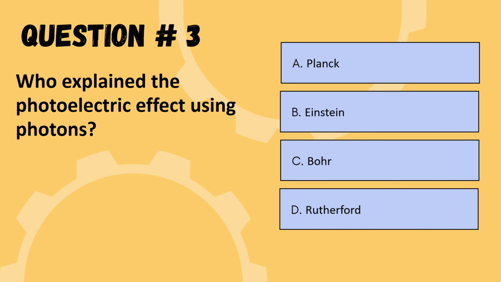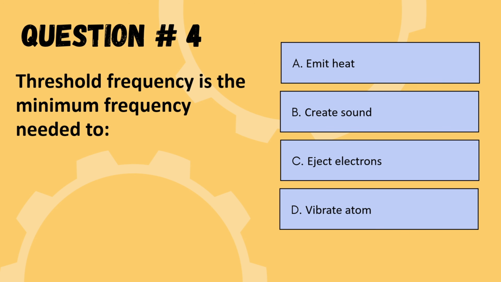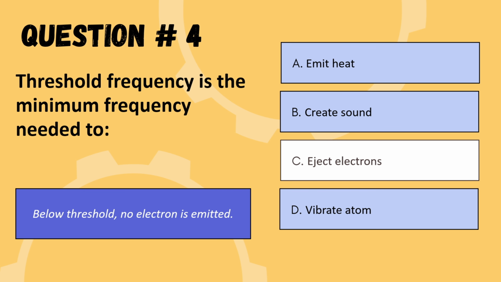Next question is, who explained the photoelectric effect using photons? Options are Planck, Einstein, Bohr or Rutherford. So the correct option is option B, Einstein. So we are moving to the next question. Next question is, threshold frequency is the minimum frequency needed to. Options are emit heat, create sound, eject electron or vibrate atom. So the correct option is option C, eject electron. So we are moving to the next question.